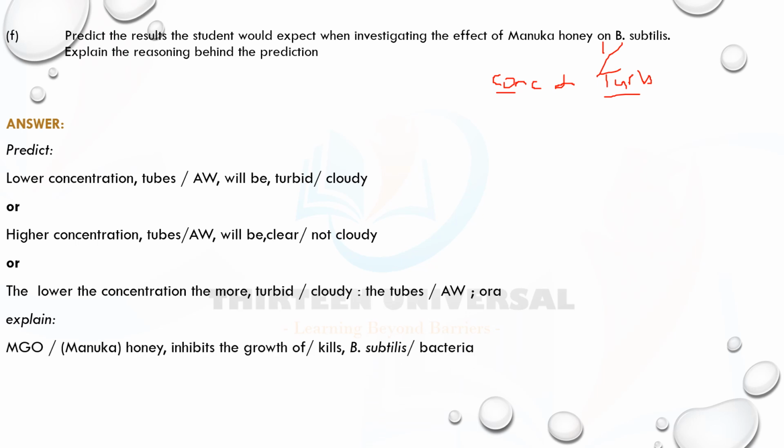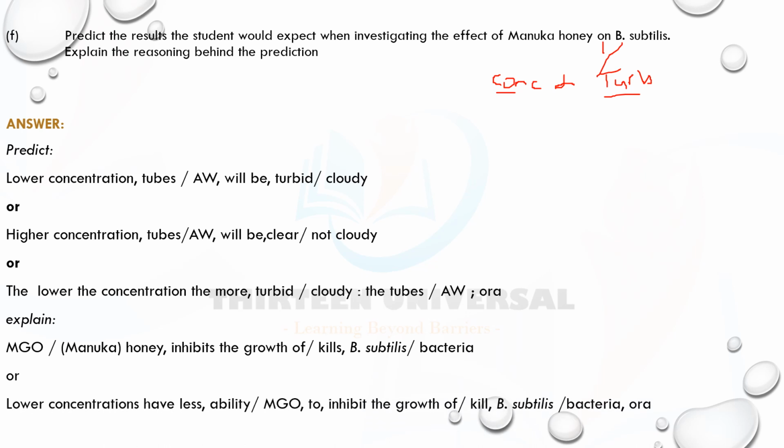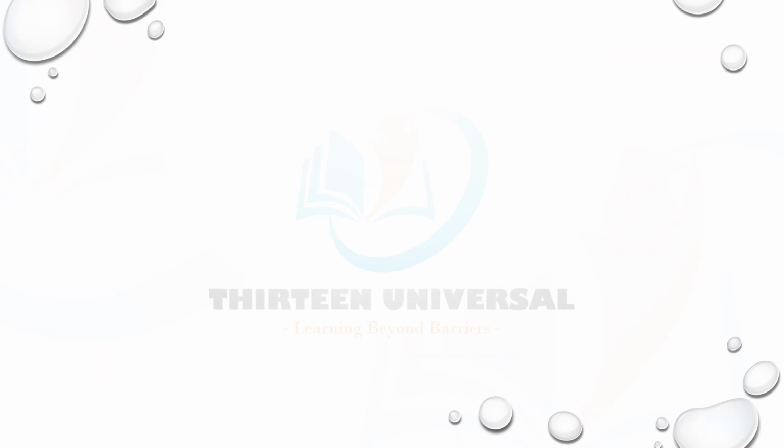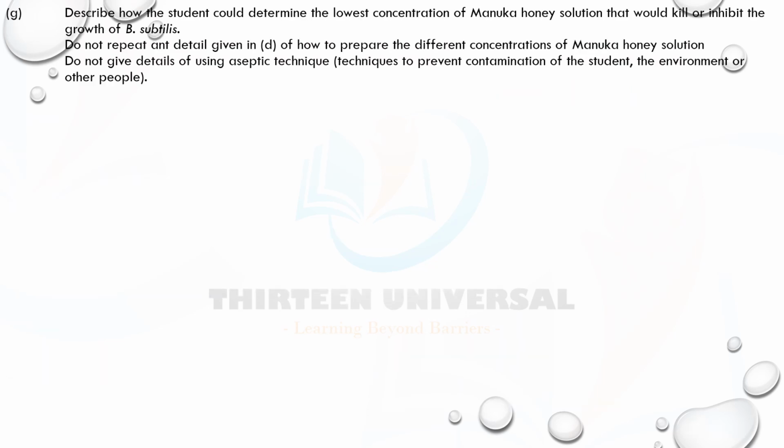Explain how Manuka honey inhibits growth or kills B. subtilis. Lower concentrations have less ability, so less MGO to inhibit the growth. So that's why it grows more at lower concentration. All right, 2 marks.